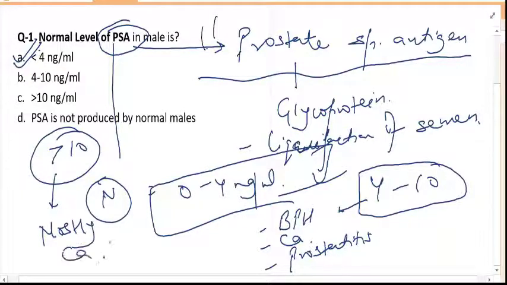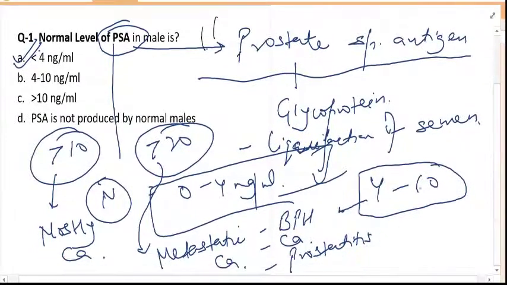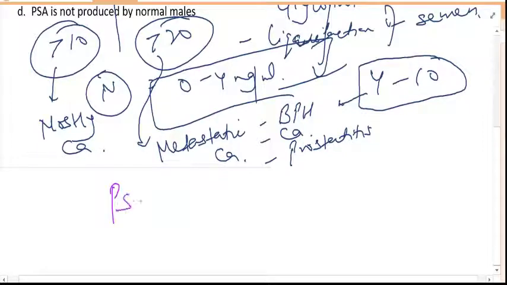Mostly malignancy. And if it is more than 20, we can say metastatic malignancy, disseminated metastatic cancer. So this is the significance of PSA. If the PSA is very high, then it is mostly a malignancy. 4 to 10, it could be anything. Now apart from this, there is something known as PSA density.